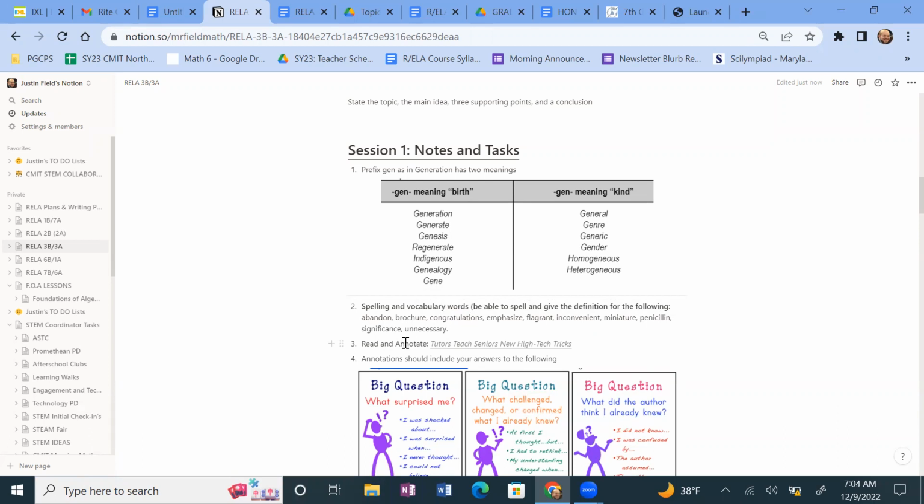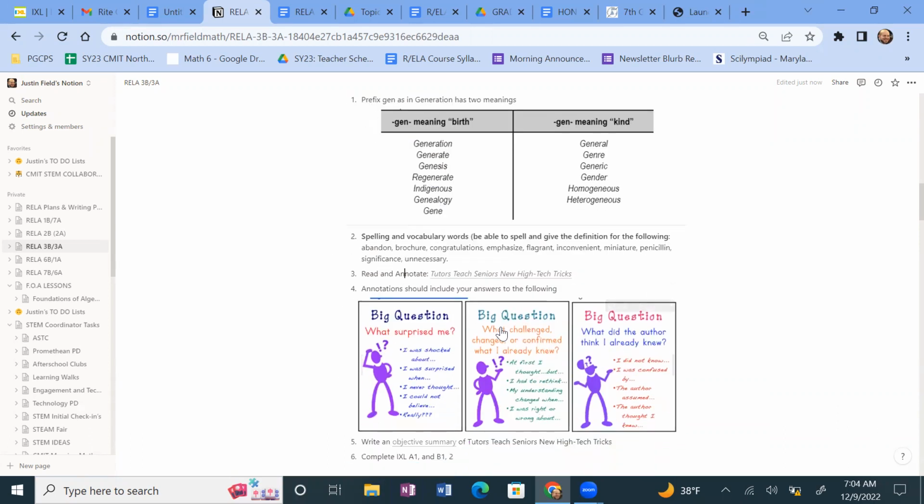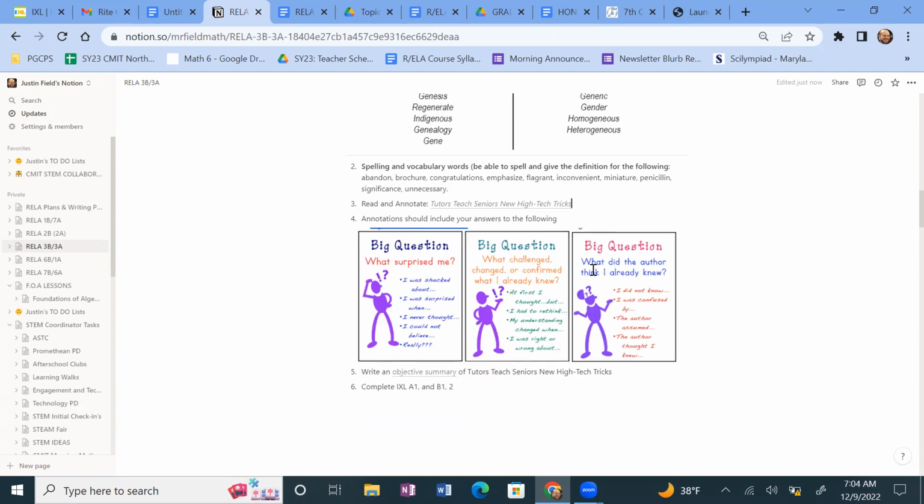All right, so at this point, one of the first things we're going to do in class, or you can come with this done to class, is read and annotate Tutors Teach Seniors. I did this also, and I have 17 annotations that I made. But just to be clear, your annotations should include your answers to the following. So what surprised you? And then these subpoints, what challenged, changed, or confirmed what you already knew? And what did the author think you already knew? So these shouldn't be new to you.